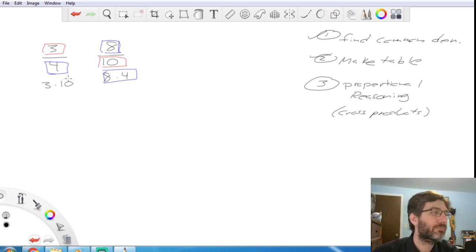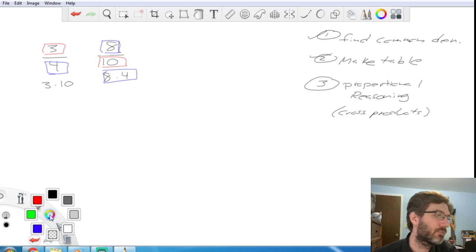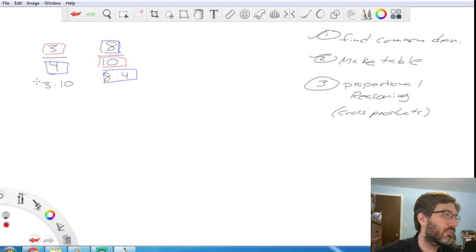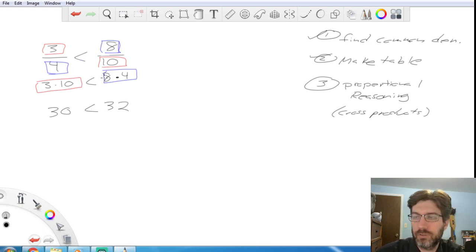So here you get the 30 from color coding, and here you get 8 times 4. It's multiplication, not a decimal. It gives you 32. You know 32 is bigger. That's bigger. Therefore, 8/10 is also bigger.